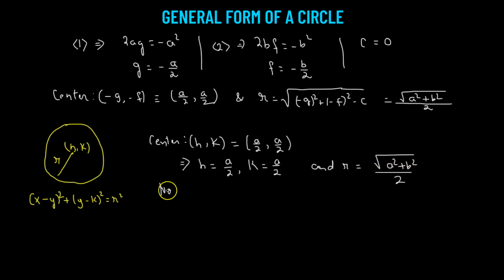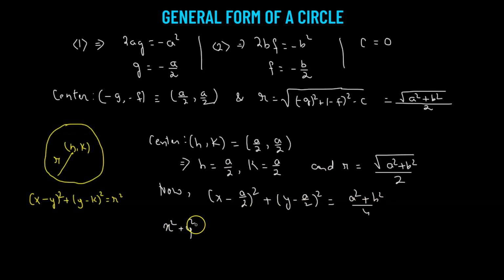So now we can use the standard form. We get x minus h, and the h value is a over 2. So we have x minus a over 2 whole squared plus y minus b over 2 whole squared equals the square of the radius, so that's a squared plus b squared over 4. If we expand it, we get the equation in general form. So we will get x squared plus y squared minus ax minus by equals 0. So this is the equation of the circle in its general form.